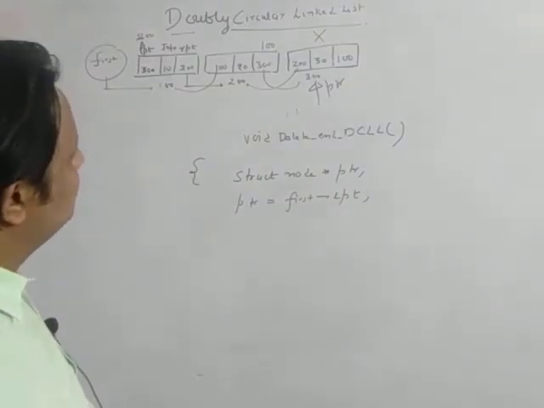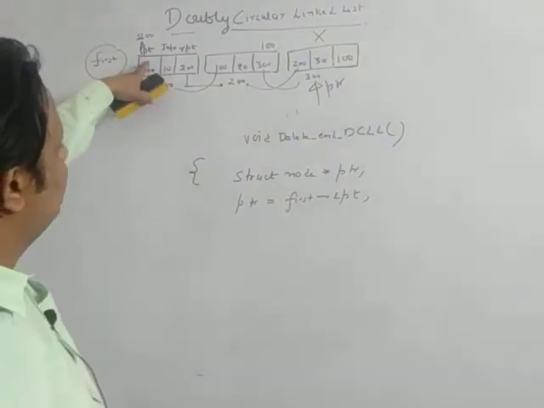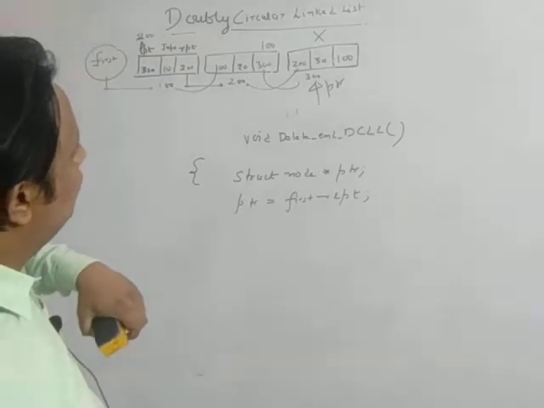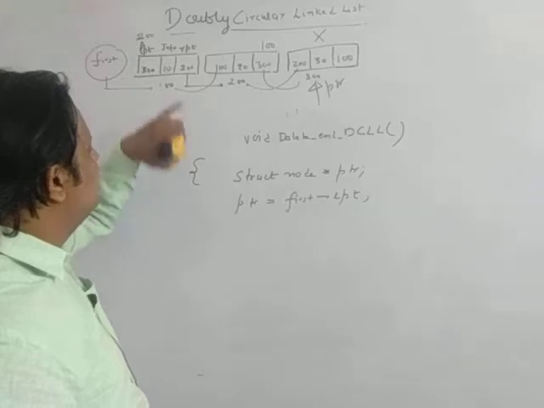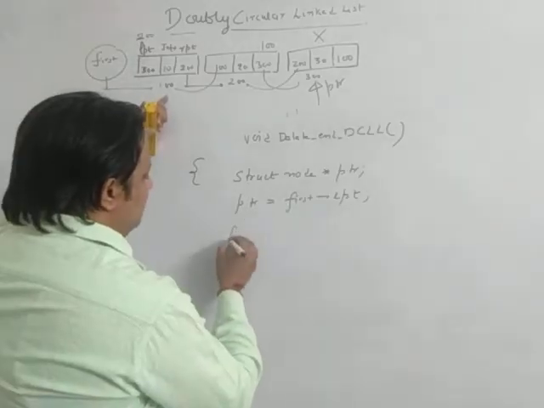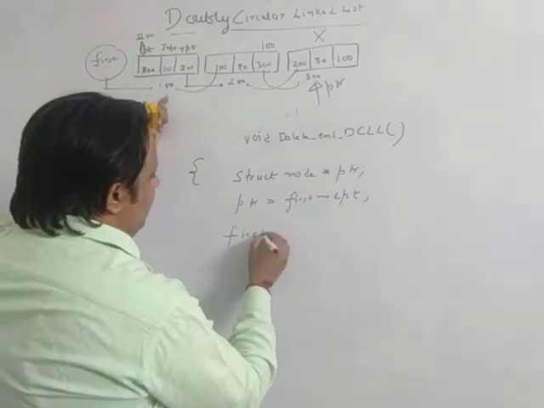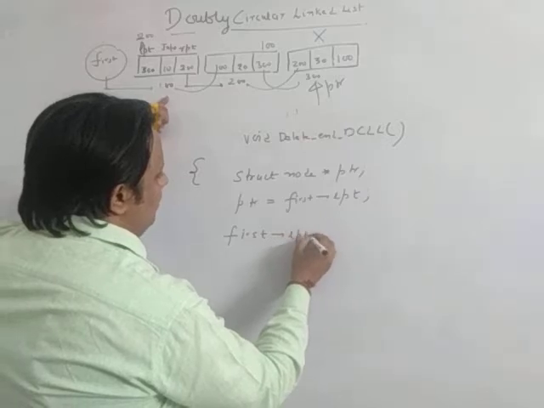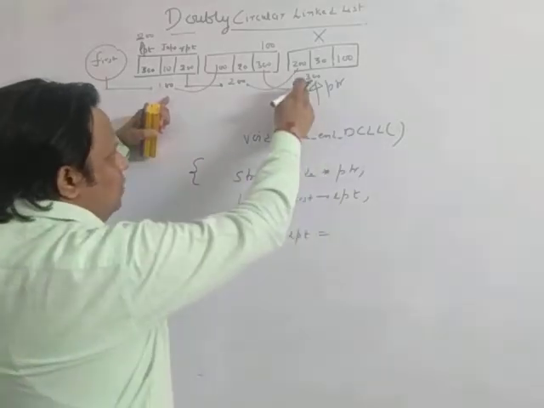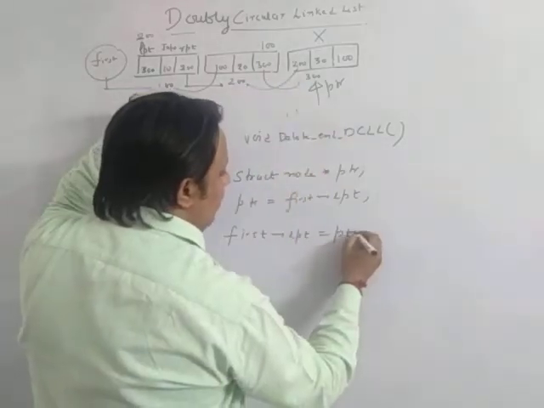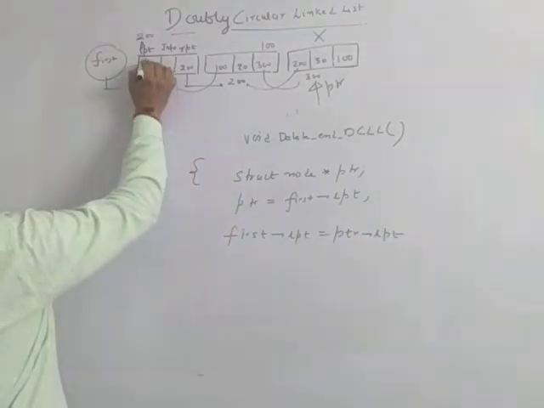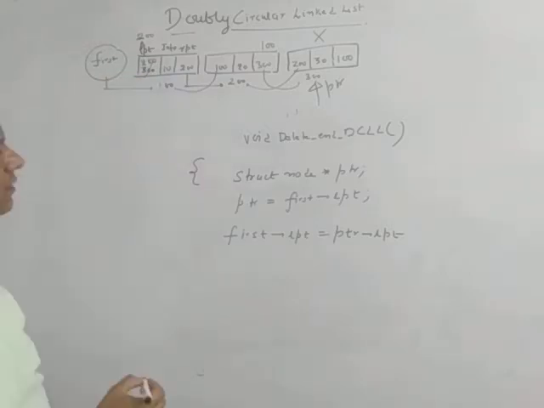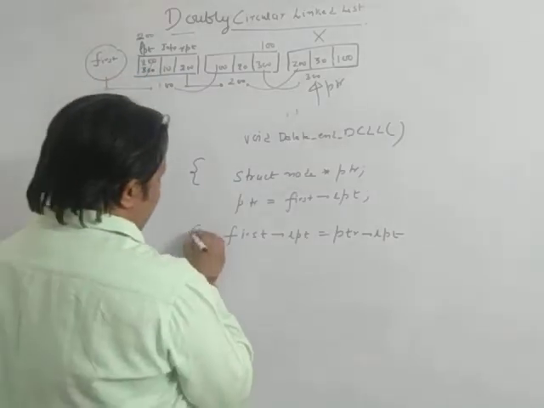Now the first address which I will change, I need a 200 in this block. So for 200, what I should do is write first arrow LPT is equal to PTR arrow LPT. So now here comes your 200. Right, so first change done.